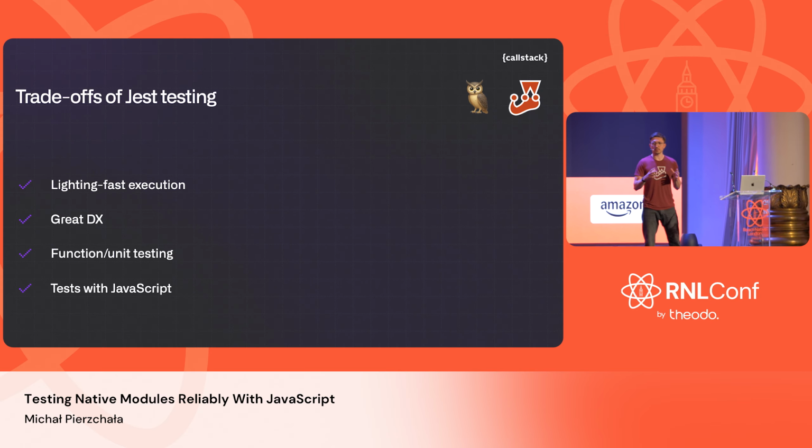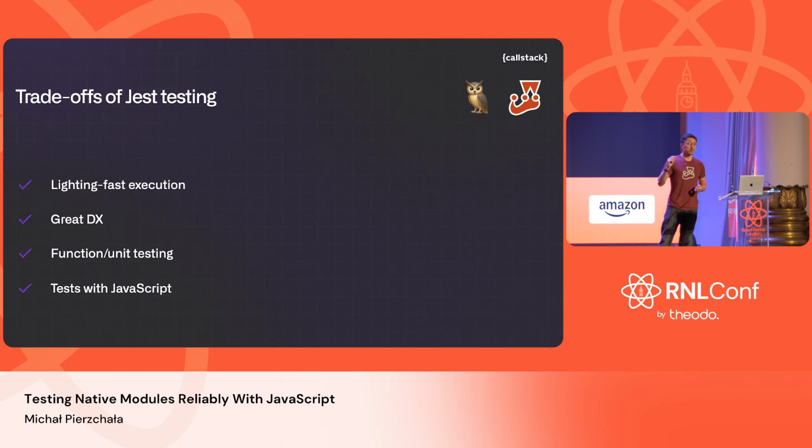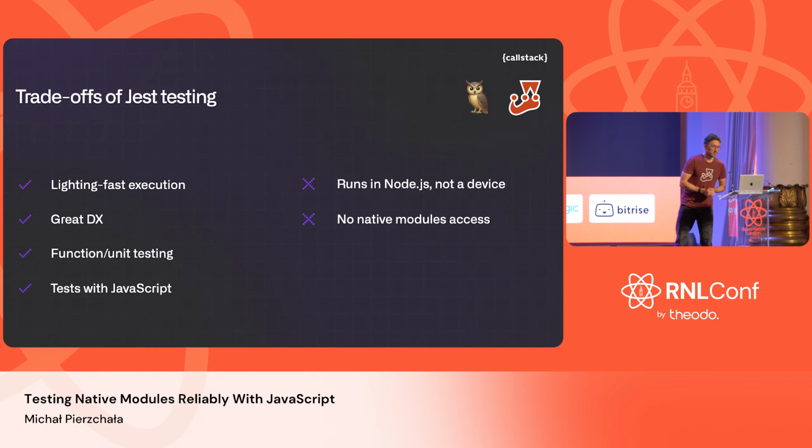There are some good sides. We can do TDD with JavaScript, because we have lightning fast execution. They're running all the time. You have watch mode, a lot of cool stuff, and you can do it with Jest. You can do it with Vitest. It doesn't really matter. It's the same great developer experience. And what's most important as JavaScript developers, you can test your JavaScript code with JavaScript, which is so much easier.